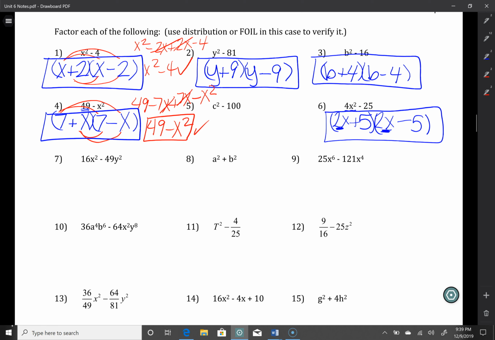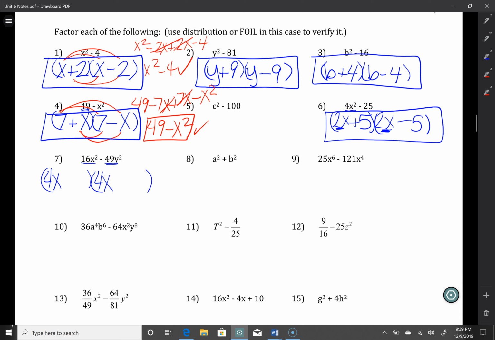So let's step up the difficulty a little more. 16x squared. If you take a look at that number, I hope you agree that 16 is a perfect square. I hope you also agree that 49 and y squared, those are all perfect squares across the board. So when I set up my two factors, what times what has to be the same thing twice, multiplies to 16x squared. Well, both factors would have a 4x. 4x times 4x is 16x squared.